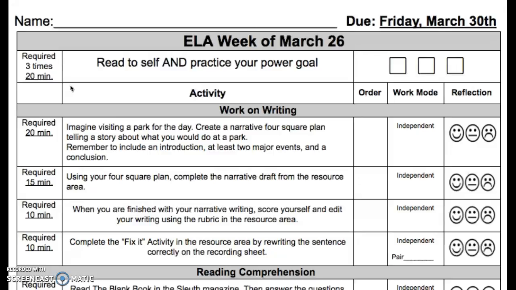Required for 10 minutes, when you are finished with your narrative writing, score yourself and edit your writing using the rubric in the resource area. This is independent. Reflect when you're done.